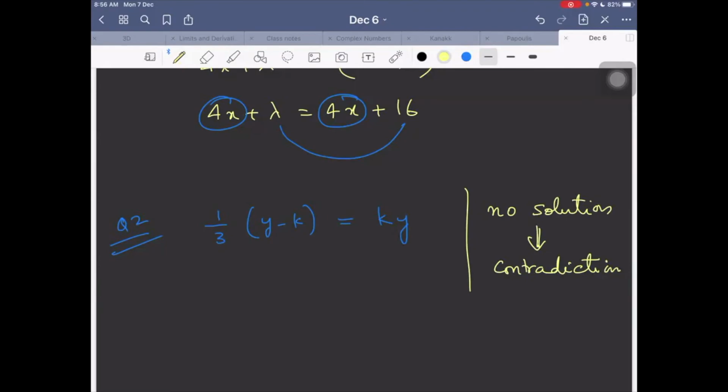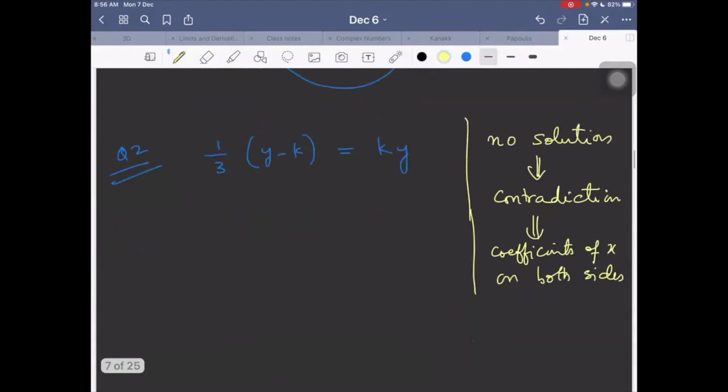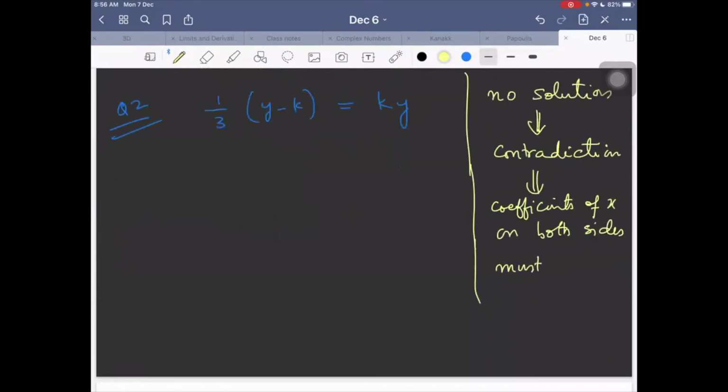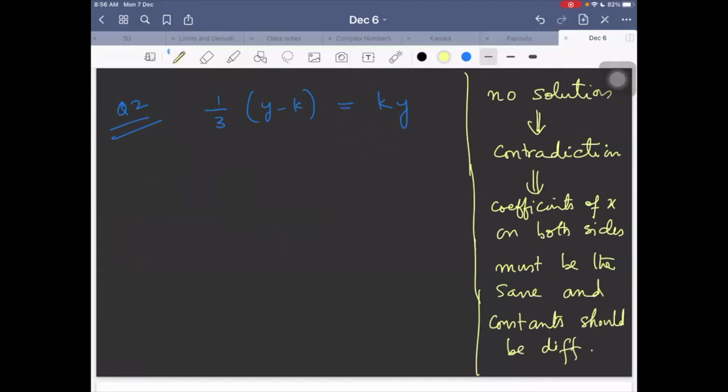Think about this. The coefficients of the variable on both sides must be the same, and the constants should be different. That's the idea. So that leads to a contradiction, right?